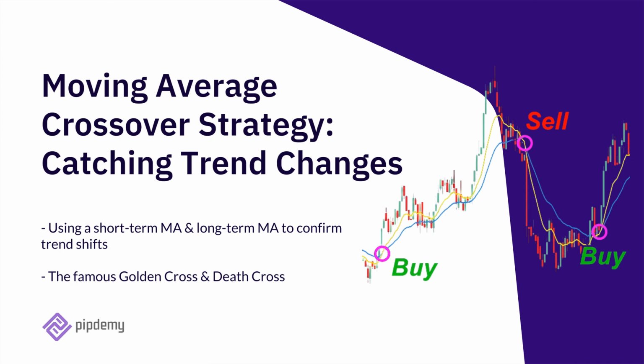The crossover strategy is one of the most popular ways to identify trend changes. It works by combining two moving averages of different lengths. Golden cross, bullish signal: when a shorter MA, e.g. 50, crosses above a longer MA, e.g. 200, it signals a strong uptrend. Death cross, bearish signal: when a short-term MA crosses below a long-term MA, it warns of a downtrend. These crossovers help traders confirm when to enter or exit a trade.